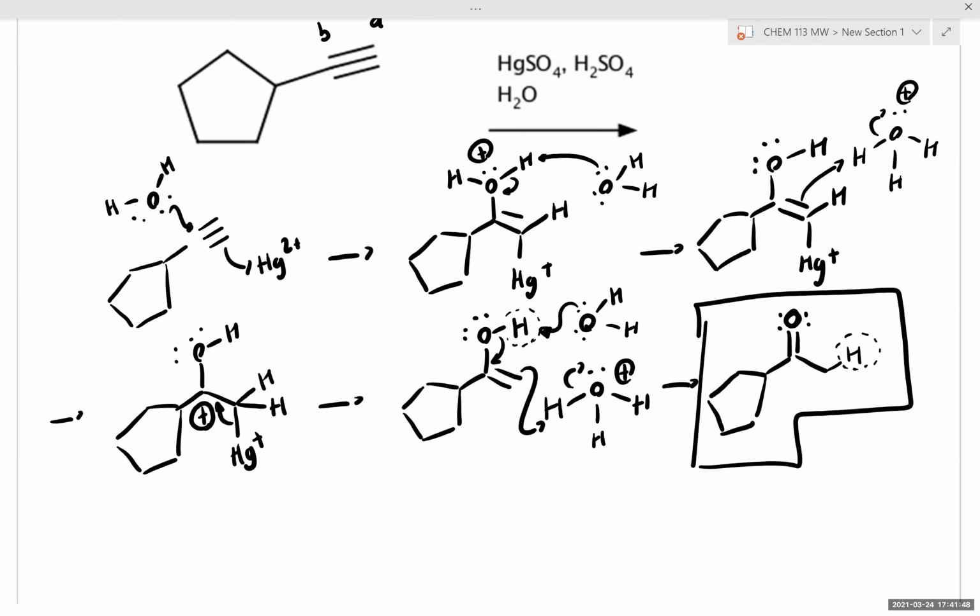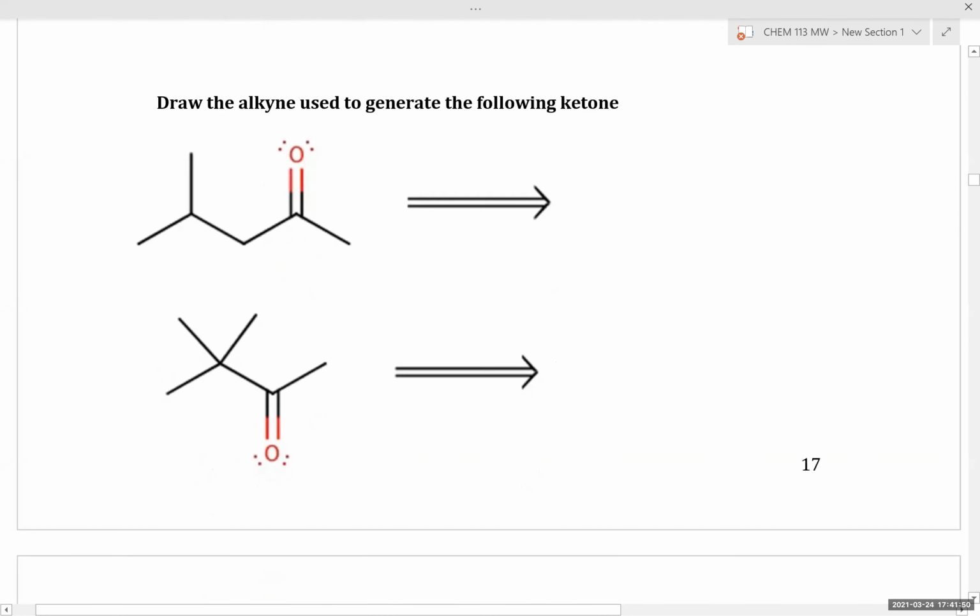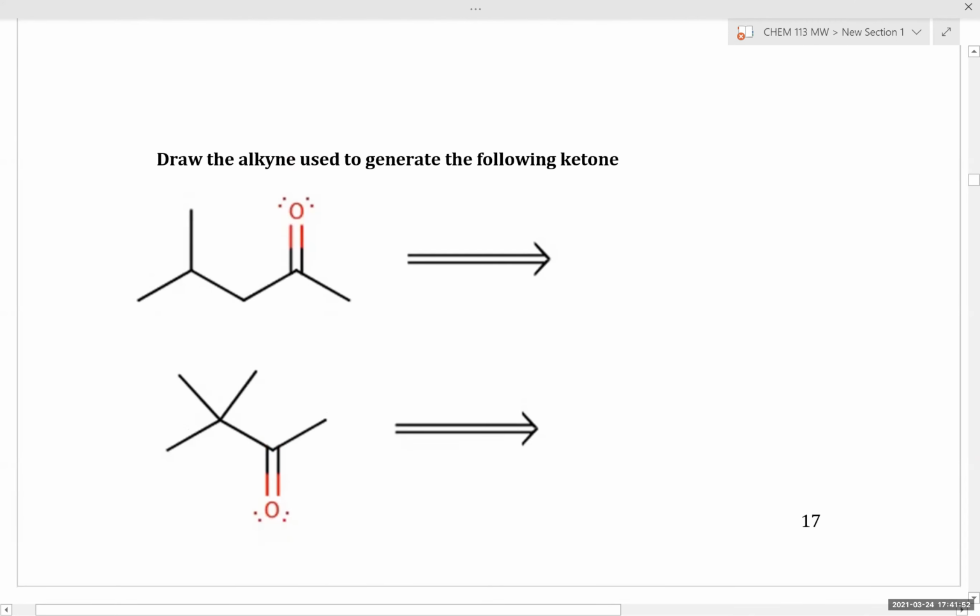Okay, so let's continue on now and let's do some examples relevant to planning a synthesis. I'd like us to take a look at the following structures, and I'd like us to draw the alkyne used to generate the following ketone. So we're thinking about the synthesis of ketones from a retrosynthetic perspective. What alkyne can I use to make each of these ketones?